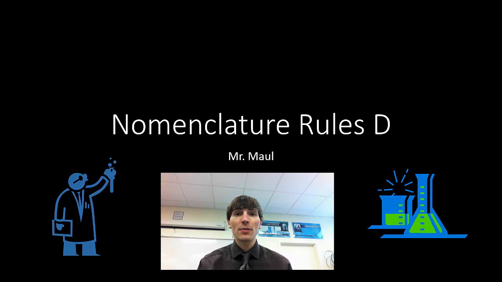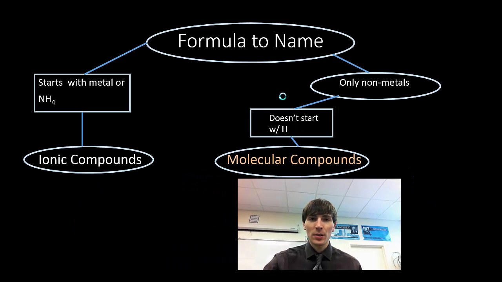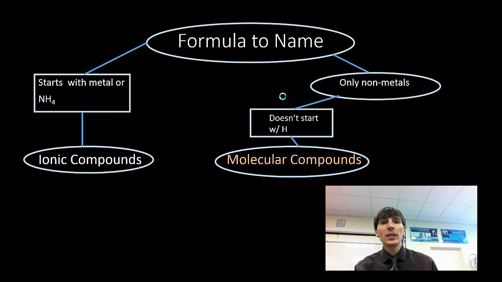This is going to be turning a formula into a name for molecular or covalent compounds. So let's go ahead and get started. When we're dealing with molecular compounds, we're talking about compounds with no metals, only nonmetals present, and they're not going to start with the letter H. They're not going to have hydrogen as the first listed element. If it meets these criteria, it is a molecular compound, and we are going to name it as such.